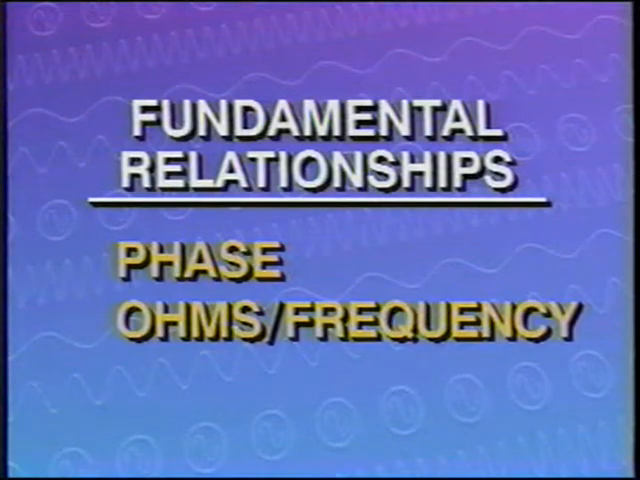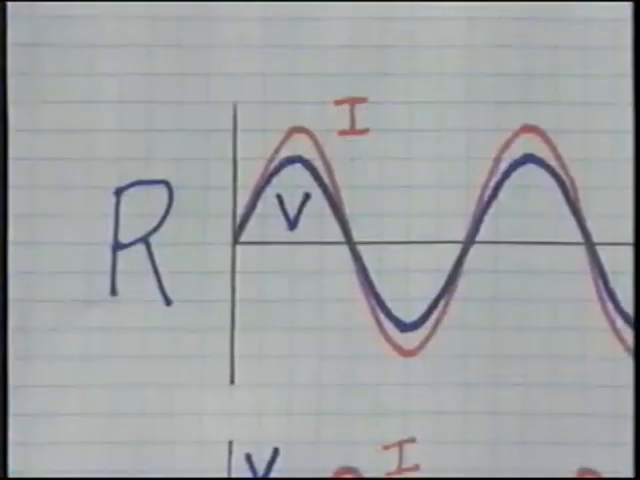The same two types of relationships that were introduced in connection with series circuits will serve as guides for parallel circuits as well. They are phase relationships and Ohm's frequency relationships. Let's investigate the phase relationships on graph paper as was done earlier.